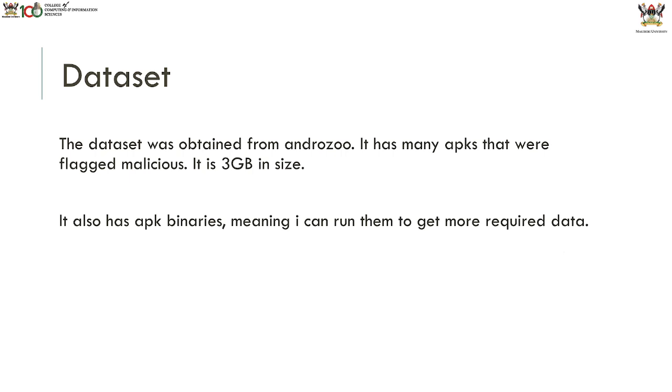About the dataset, we obtained a dataset from Androzoo, and this CSV file is 3 GBs. It has many APKs that were flagged malicious. So I'm sure that this will enable us at least gain, let me say, 80% of our detection. It also has APK binaries, meaning on top of the data that it has provided, I can go on and extract features from these APKs to get more data or more features that are missing in the dataset.